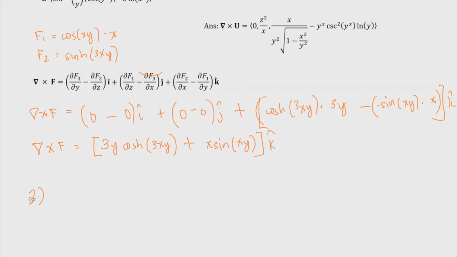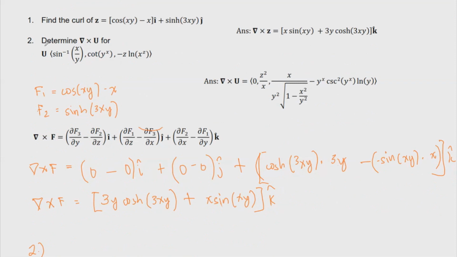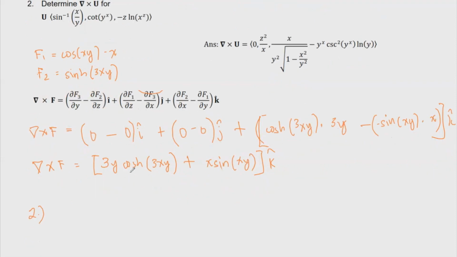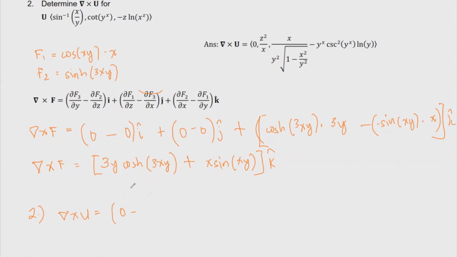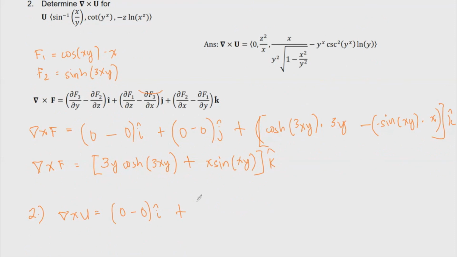So number 2, we need to determine the cross product of u, and then we have this expression of u. We start with f3 partial y, and we know for sure that that is 0. Then subtract the partial of 2 with z, and z is actually 0. So we have i hat, and then plus, for this one, the partial of f1 with respect to z. For z, we don't have any value, so that is actually 0.